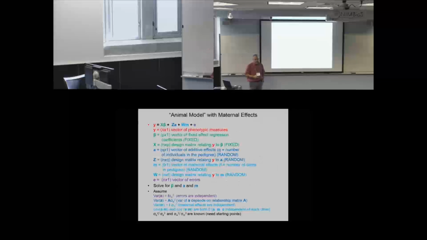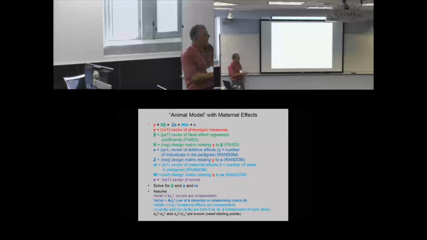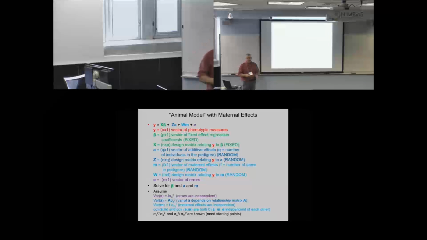So if you add maternal effects, here we have our animal model with maternal effects. We still have Y, we still have Xβ, we still have ZA, and we still have E. That's all the same as before. But now we have this new term, WM, where M is an F×1 vector of maternal effects, where F is the number of dams in the pedigree, and that's a random effect, and W is an N×F design matrix relating Y to M. So everything we talked about for the details of this random effect is going to apply to that random effect.